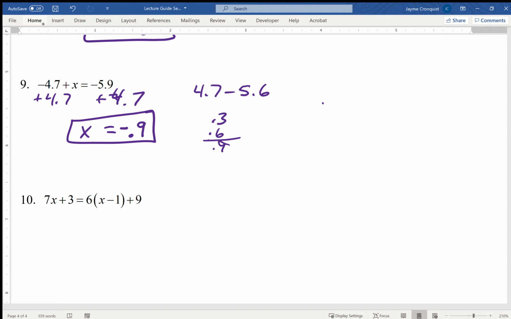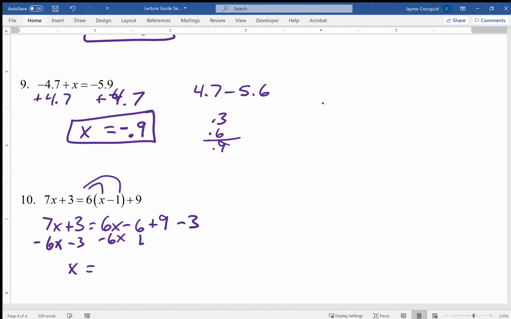All right, our last one, number 10. Oh boy, all kinds of fun. All right, 6x minus 6. So I have 7x plus 3 equals 6x minus 6 plus 9. Well, I'm going to subtract the 6x. So I have just x. So now I have x equals. Well, I'm going to subtract the 3. So I have a negative 3 and a negative 6 is negative 9. Plus 9 is 0.